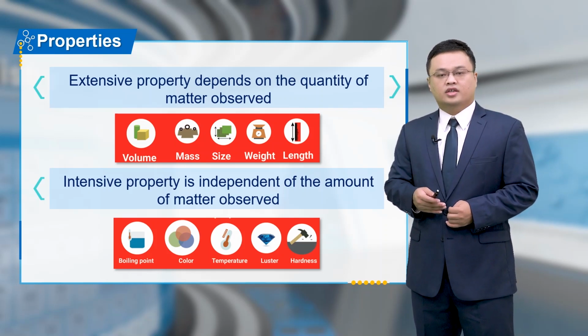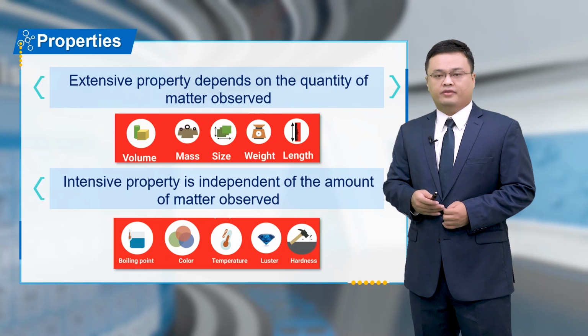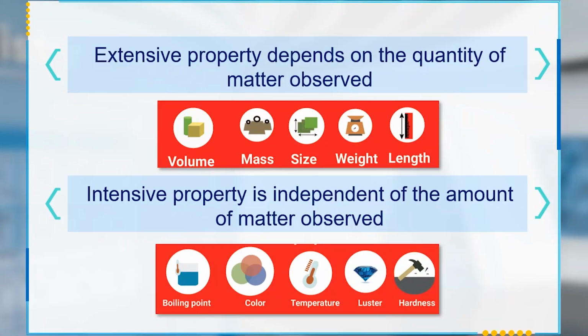Thus, the density of pure water at 25 degrees Celsius has a unique value, whether the sample fills a small beaker, with a small mass over a small volume, or a swimming pool, a large mass over a large volume. Intensive properties are especially useful in chemical studies because they can often be used to identify substances.